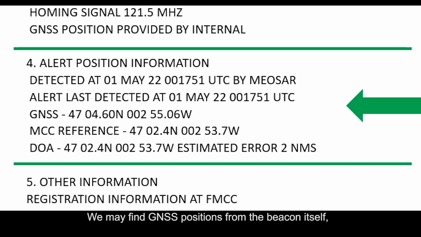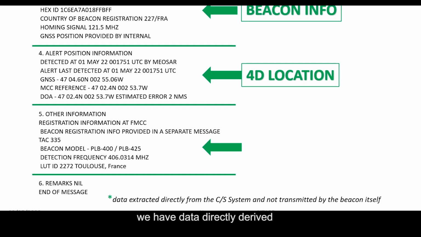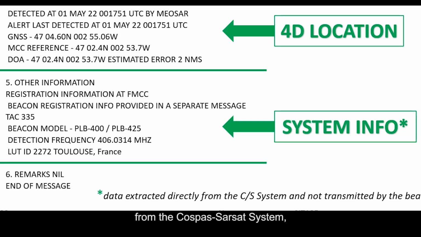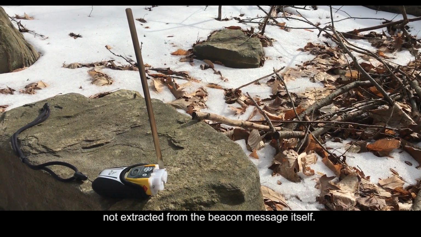We may find GNSS positions from the beacon itself, Doppler positions from the LEOSAR system, and/or DOA positions from the MEOSAR system. In the system info field, we have data directly derived from the COSPAS-SARSAT system, not extracted from the beacon message itself.